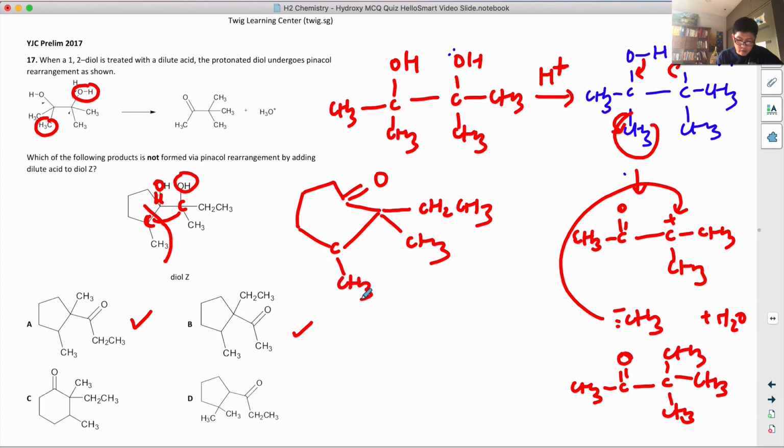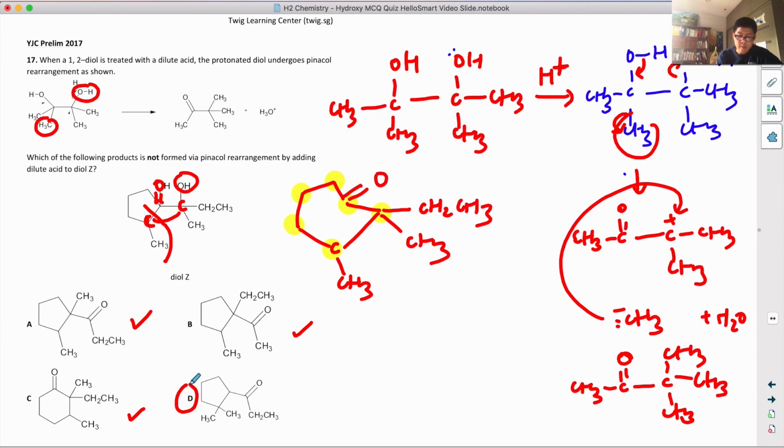So if you look at it carefully here, I want you to see a pattern. In this ring, how many carbons are there? 1, 2, 3, 4, 5, 6. You see? So this structure here, I want you to look at it very carefully. It's actually really this structure over here. So the answer is actually D. This cannot be formed.